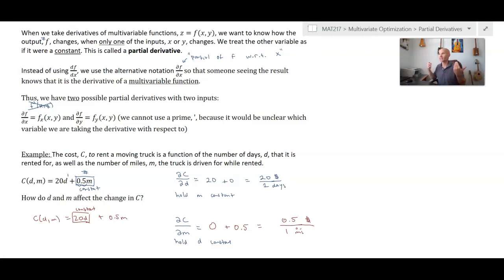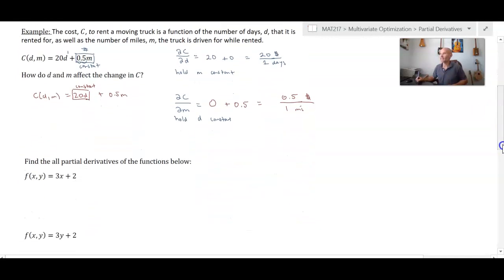So this just means that we now know how every additional daily rental will affect our overall cost. Every day will cost $20. And we know how every additional mile is going to affect our cost. It's going to be 50 cents.